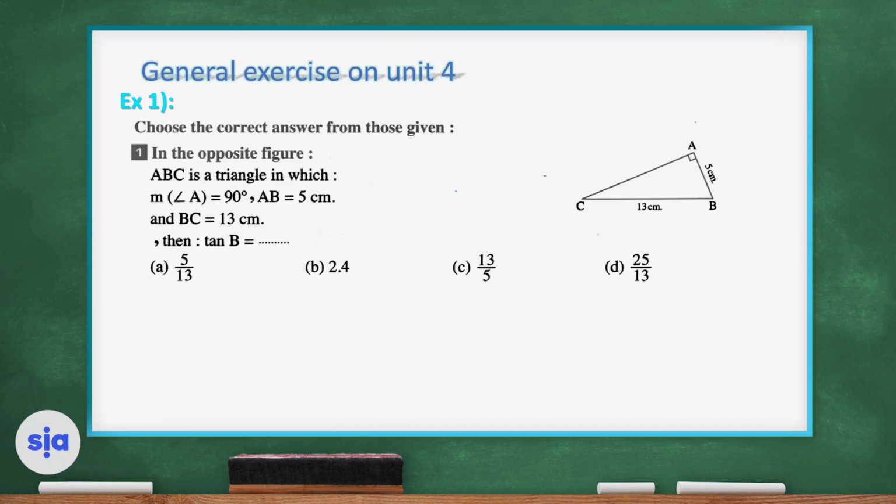And as I always remind you, once you see the question, please pause the video, try to answer the question yourself, and then check your answer after playing the video. Exercise number 1 is to choose the correct answer.